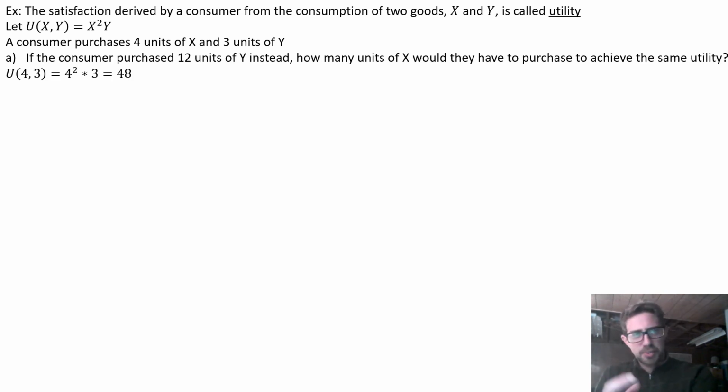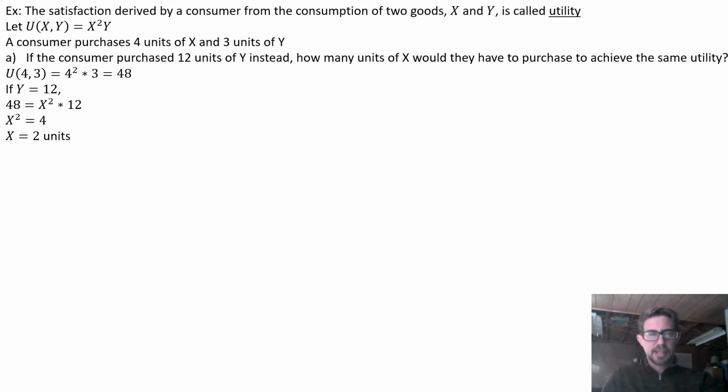I already said this, but u of the original quantity, 4 and 3, is 4 squared times 3, which is 48. If we up y to 12, but we want u to be the same, we have 48 is x squared times 12 now. So x is going to go down, right? If we buy more of y, we can buy less of x. Easy math, so x is 2. The answer -2 makes no sense there, as it usually doesn't in these.